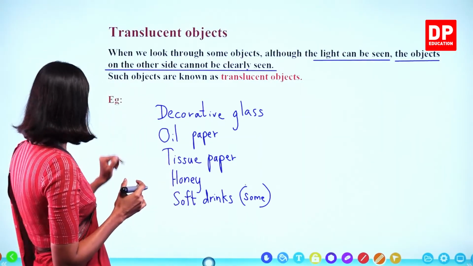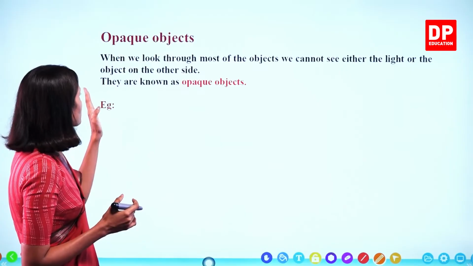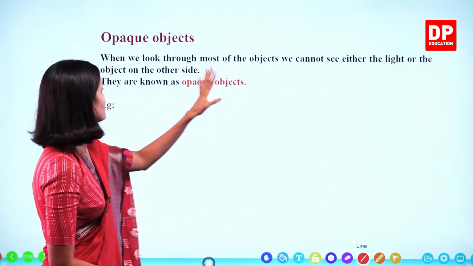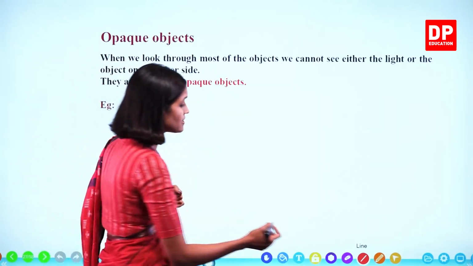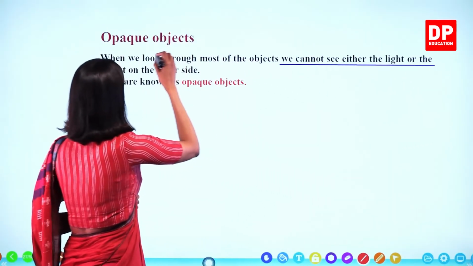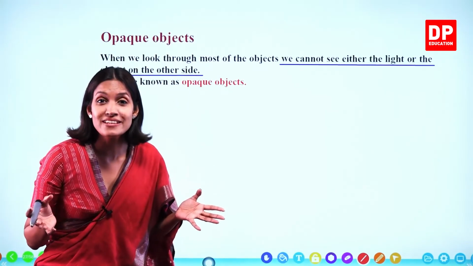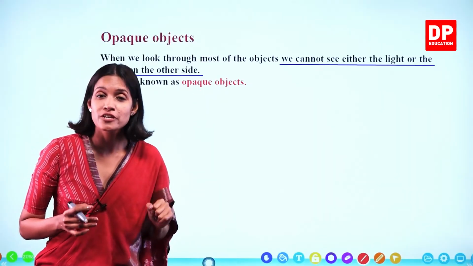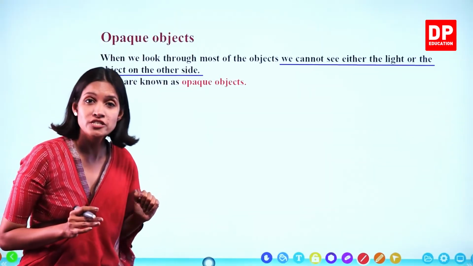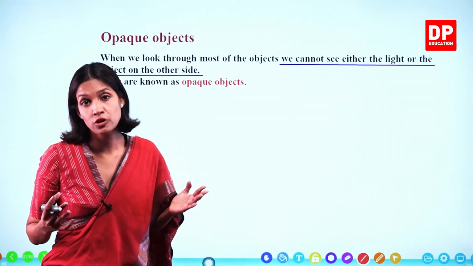So what is the third type? Opaque objects. What is the meaning of opaque objects? When we look through most objects, we cannot see either the light or the object on the other side, right? So what is the reason? That is because these types of objects do not let light pass through them at all. So these are known as opaque objects. Most of the objects in the environment are actually opaque, right?